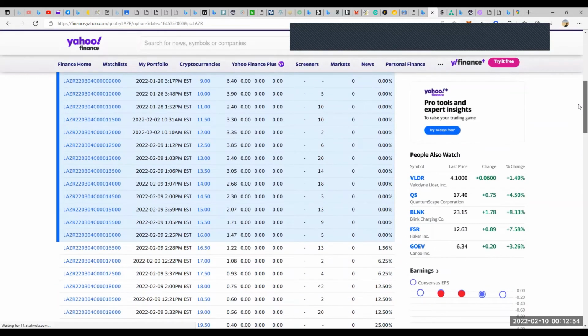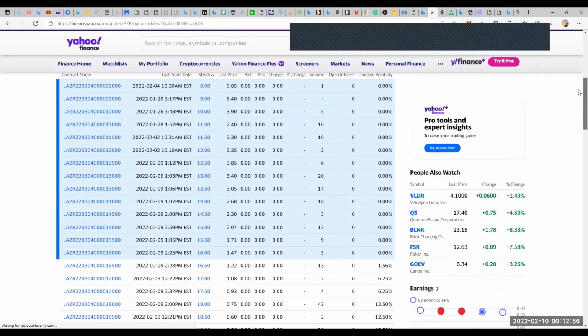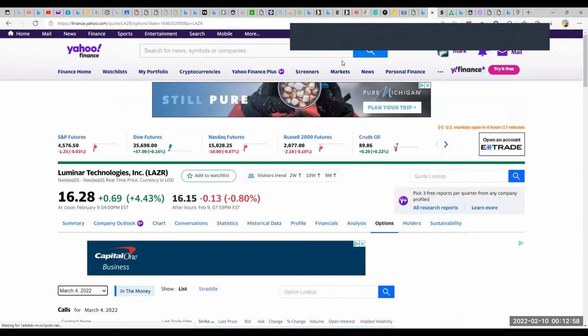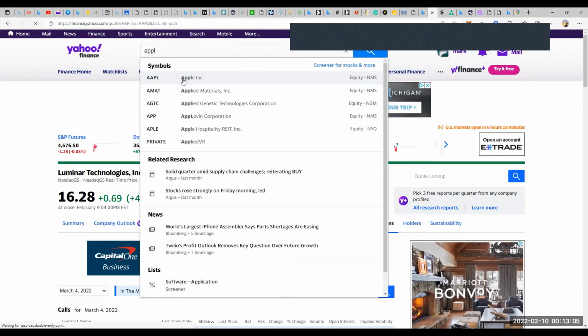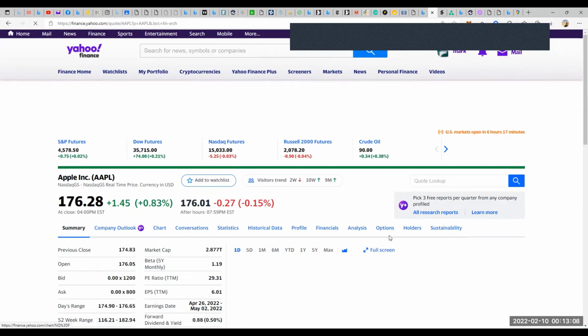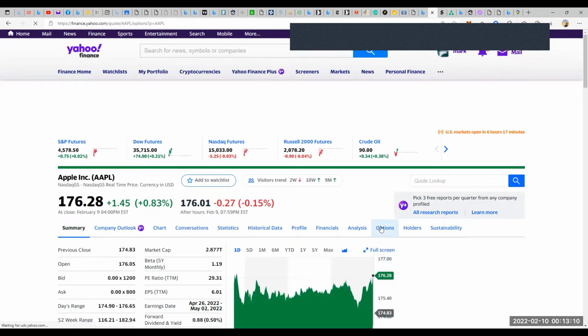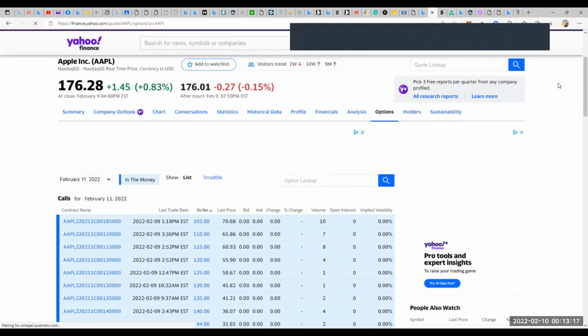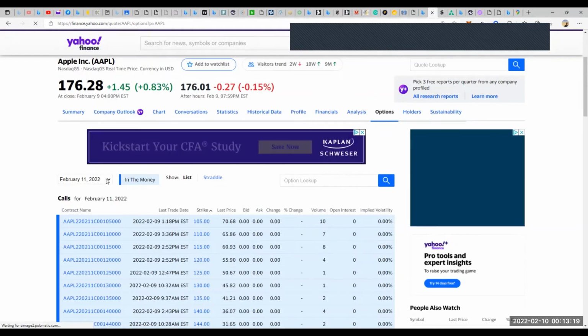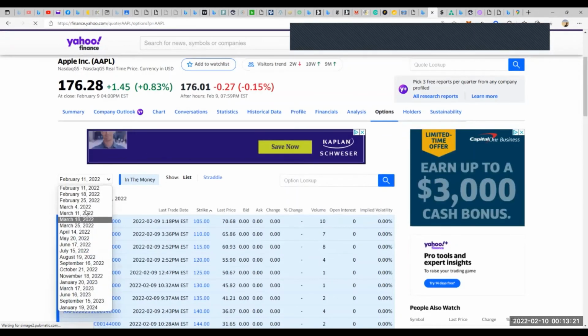So in this case, we don't look like we have any bids. So I'm going to go to something a little bit more juicy for this one. We'll go to Apple because we'll have plenty of bids on Apple. And I'm going to go to their options because they definitely have options. And we'll go to our March 4th. That's a shorter term option. So I'm going to click here to March 4th.